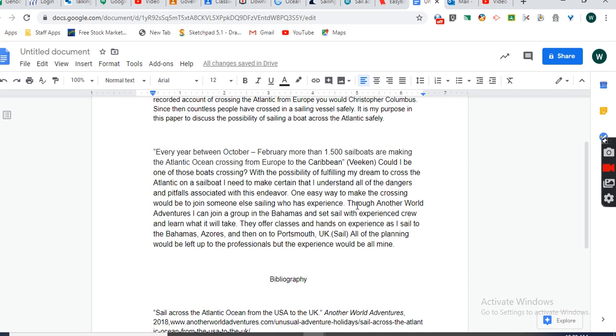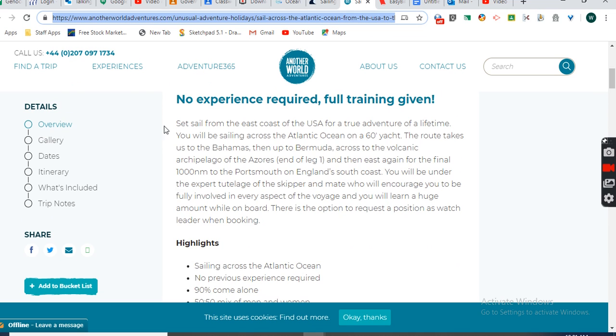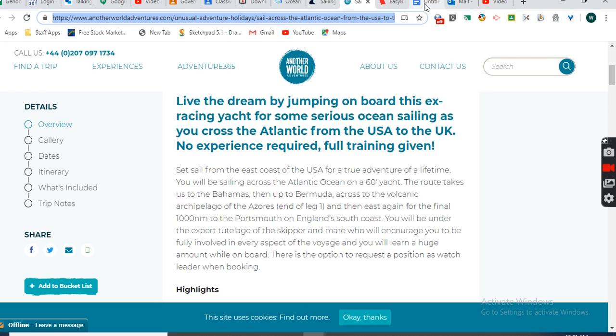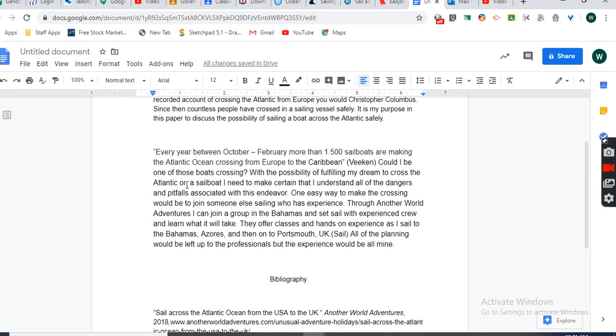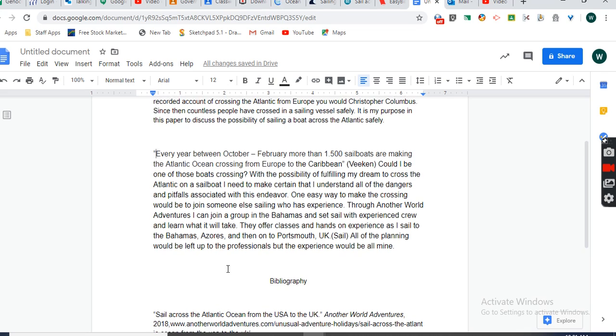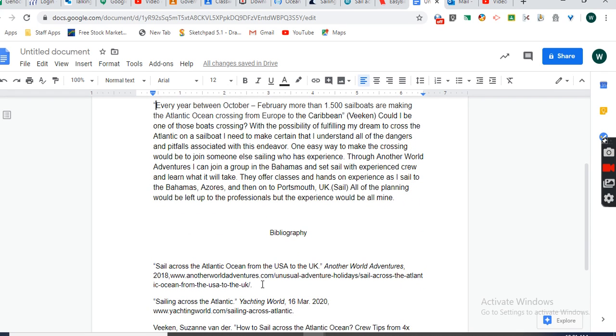And so then, beginning here: through another world adventure, I can join a group to the Bahamas, set sail with experienced crew, and learn what it will take. They offer classes and hands-on experience as I sail to the Bahamas, Azores, and then on to Portsmouth, UK. Now, that particular one came from this particular article. Right here, I just summarized what it says there. So I used a quote up here and a summary here. I go down and find that article, and that article is right here: Sail Across the Atlantic from the US to UK.